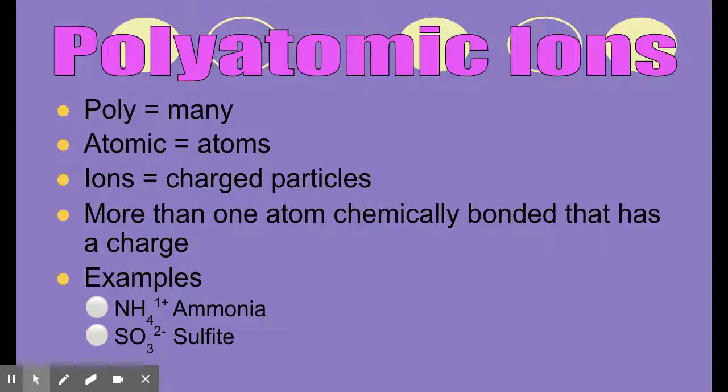So here with the polyatomic ions, these are just molecules that have an overall charge of positive or negative. So with ammonium, you have 1 nitrogen and 4 hydrogens. This ends up having an overall positive charge of +1. And then if we have sulfite, you're going to have 1 sulfur and 3 oxygens with an overall charge of -2.